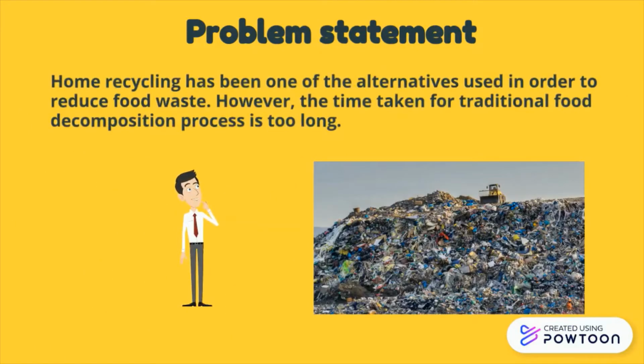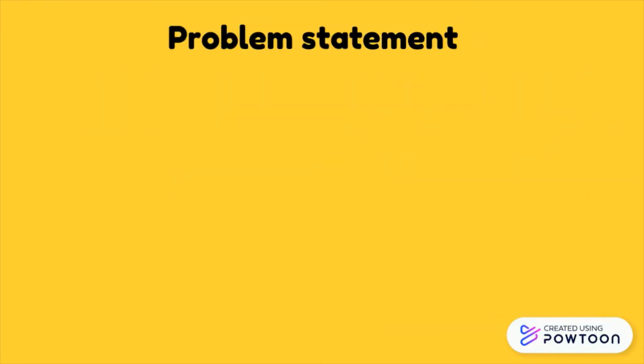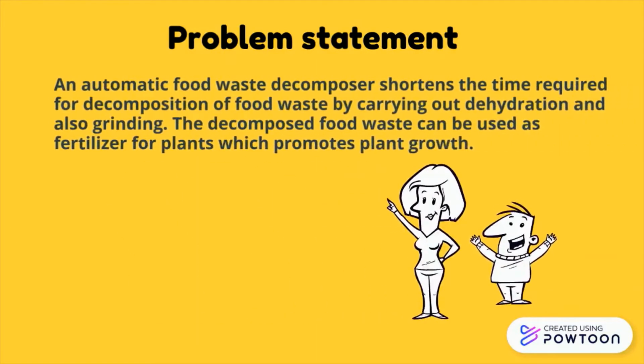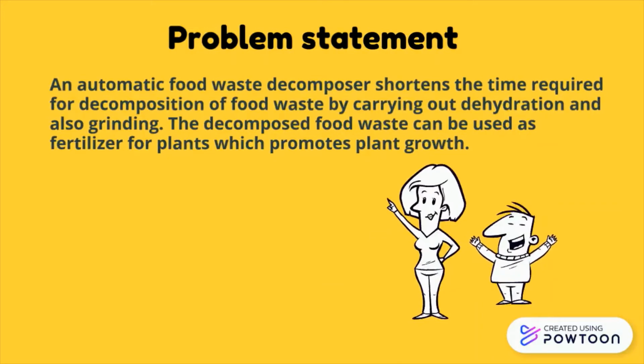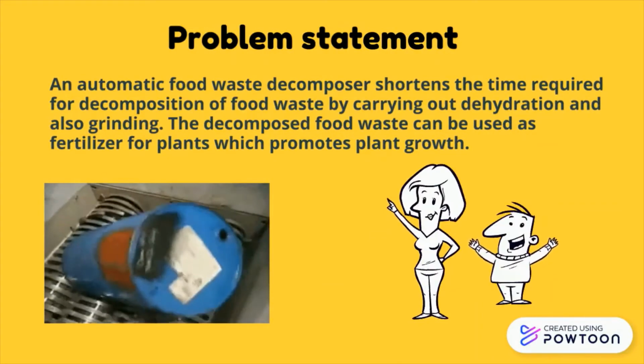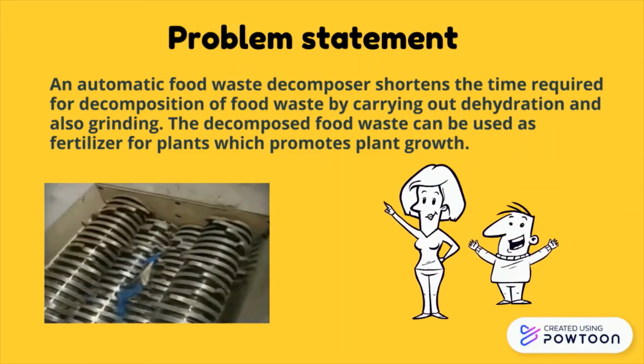Due to this issue, home recycling has been one of the alternatives used in order to reduce food waste. However, the time taken for the traditional food decomposition process is just way too long. So, how do we tackle this problem? Fear not, this is the reason why an indoor food waste decomposer has been made. An automatic food waste decomposer shortens the time required for decomposition of food waste by carrying out dehydration and also grinding. The decomposed food waste can be used as fertilizer for plants, which promotes plant growth.